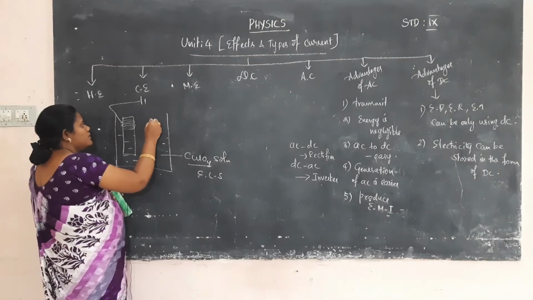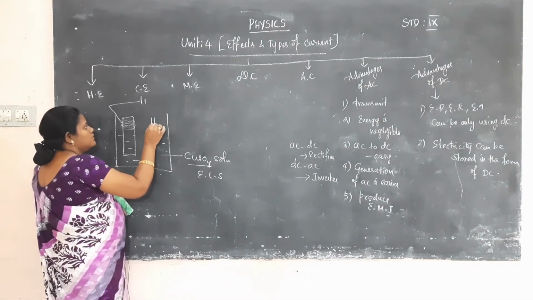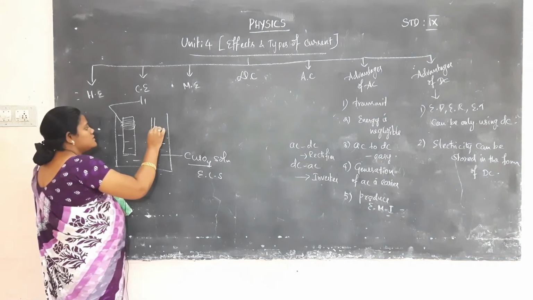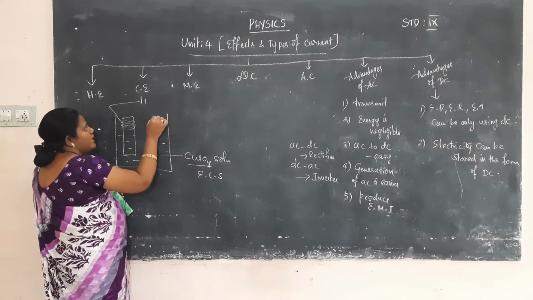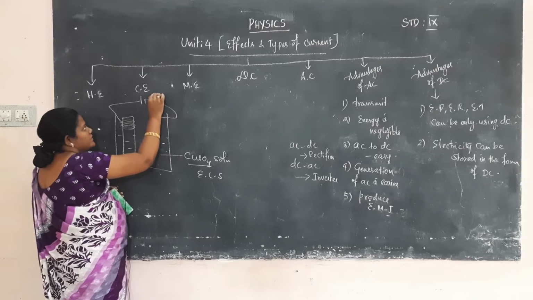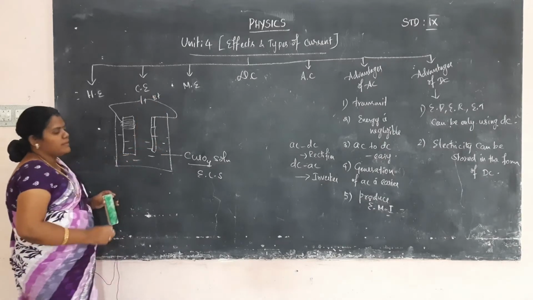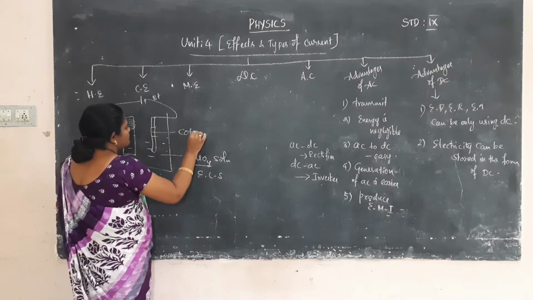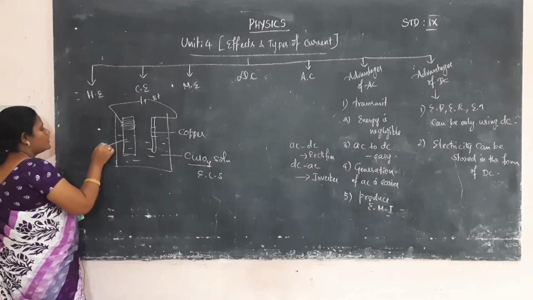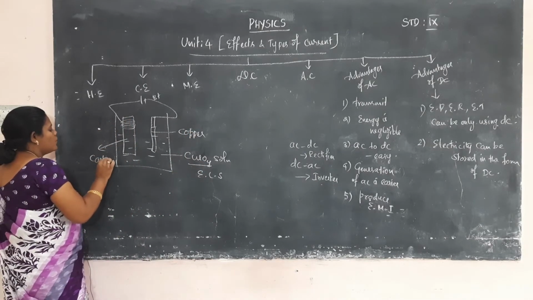This is the copper rod. The copper rod is attached to the negative terminal of the battery. This is the copper, and this is the carbon rod.